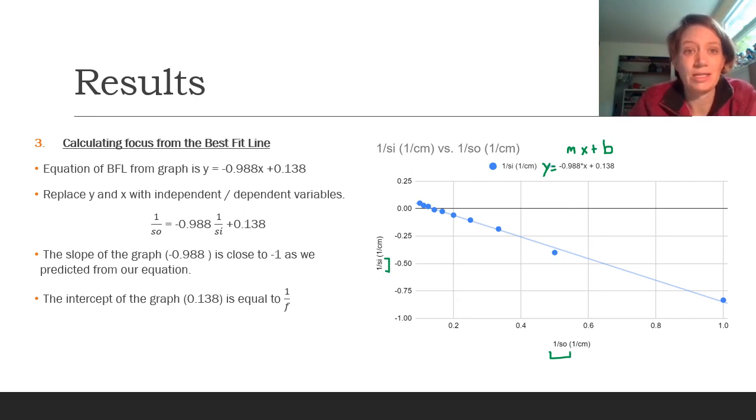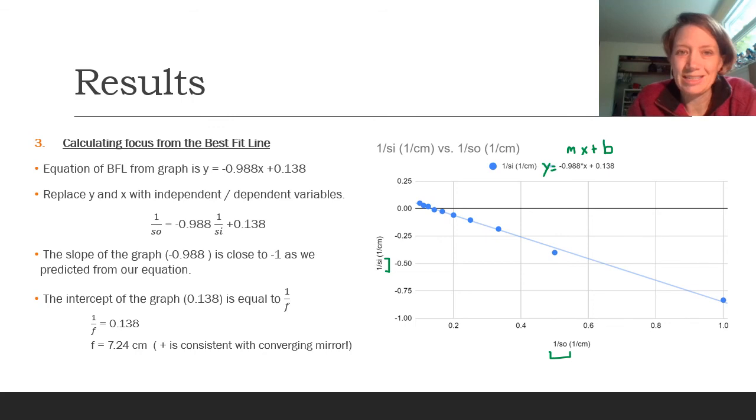That's the value that's going to tell us eventually the focal length of our device. Because we remember from the equation that that intercept is equal to 1 over f, according to the linearized equation that we predicted. So we now are going to do one last little math step, which is to set up 1 over f equals that 0.138. Use cross multiplication or isolate the f, and you end up getting f is 7.24 centimeters.